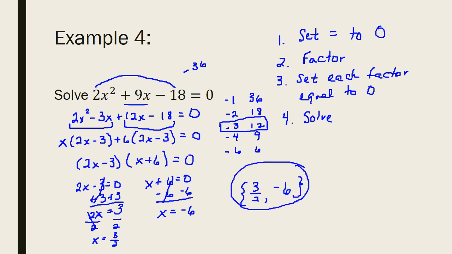And there's your answer. To double check this, to make sure you are correct, you can take both of those answers and plug them into the x. So you would do 3 over 2 squared, multiply it by 2, and then add that to your 9 times 3 over 2, and then subtract 18, and you should get 0. If you didn't, either you've got the wrong answers or you've done something wrong when plugging it in. But that's how you would check to make sure your answer is correct.